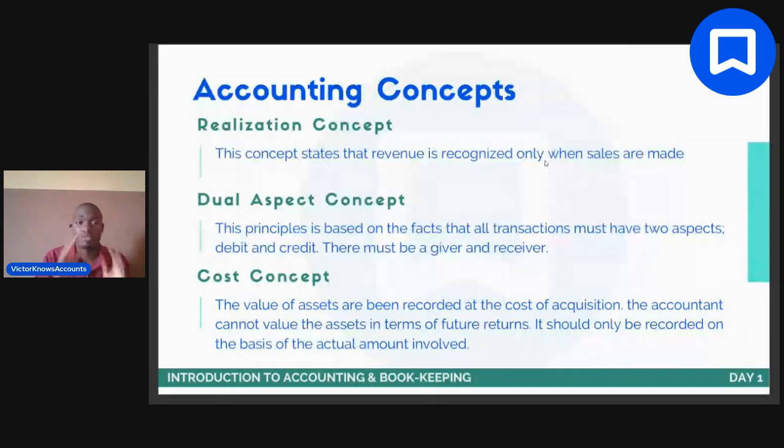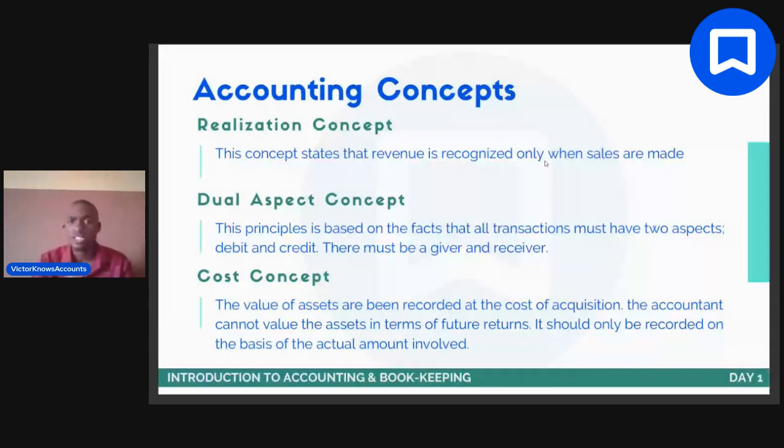That brings us to the fact that every transaction now has debit and credit. So the duality concept is telling you that every transaction has two aspects, and because of that, every transaction should be recorded in two accounts. An account where it is going to be debited, and the other account where it is going to be credited.